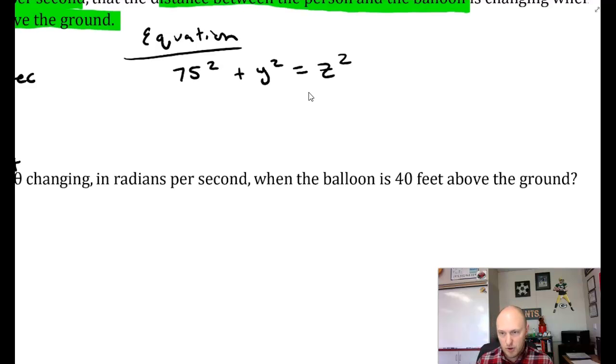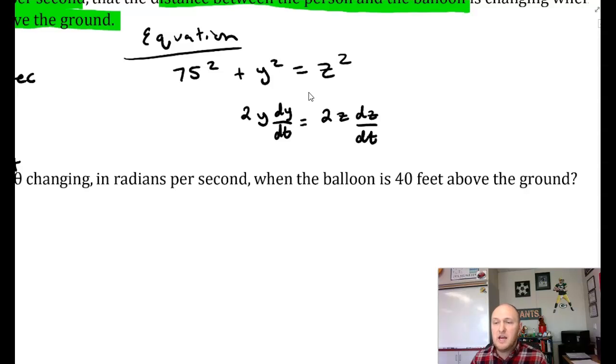I'm going to differentiate now. The derivative of 75 squared is 0. The derivative of y squared is 2y times the derivative of y with respect to time. And same on the right side, the derivative with respect to time of z squared is 2z dz/dt.